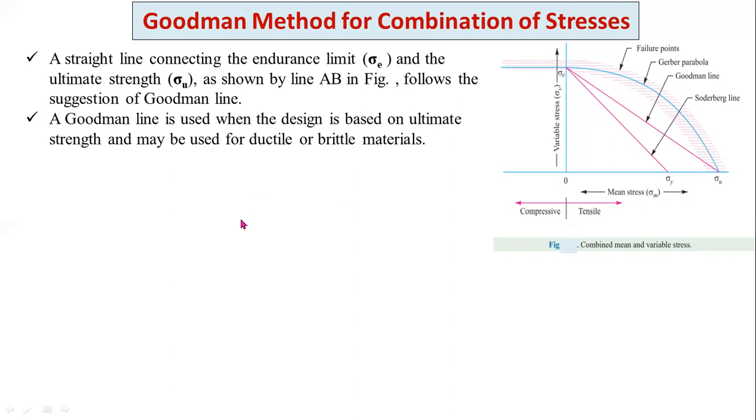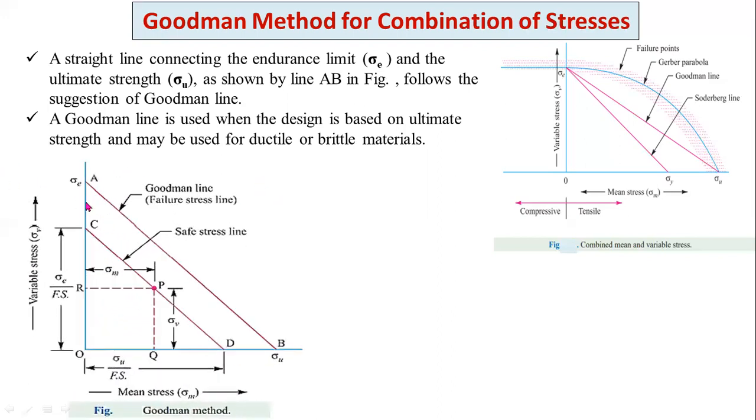Ductile materials have a more elastic nature compared to brittle materials. Brittle materials have a less elastic nature. Now this is another relation. This one is the Goodman's failure line.